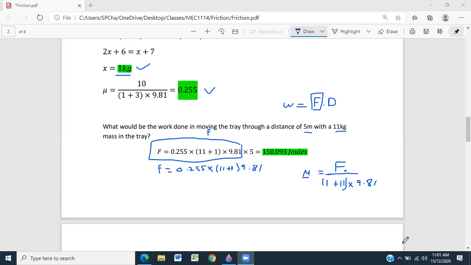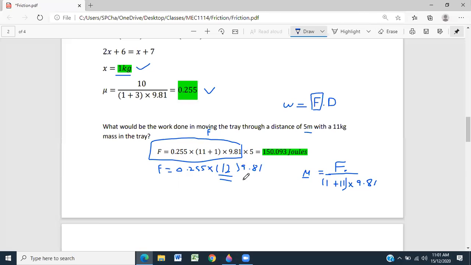Okay, so you answer your own question. Good. The question is asking about the 11 kg mass in the tray. So we can accept this. Solving this equation, we found the coefficient of friction, and we solve for force. This is good. And of course, we replace this 11 plus 1 to 12. Good.